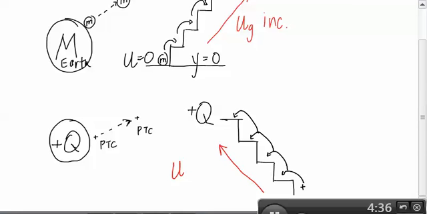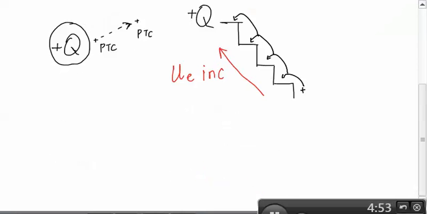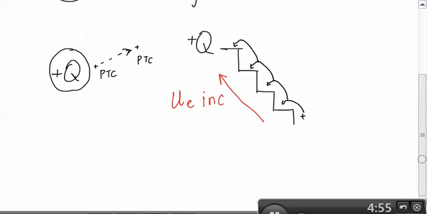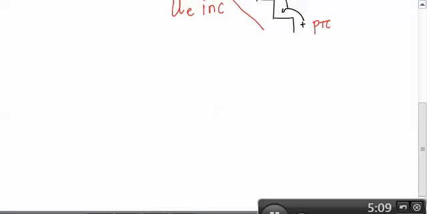And it's not a gravitational field anymore, but it's an electric field. So what kind of potential energy do you think this is? Electric potential energy is increasing. So as that PTC, positive test charge, gets closer and closer and closer, it will have an increase in potential energy. There will be an increase in electrical potential energy.